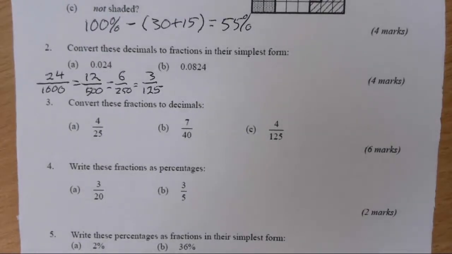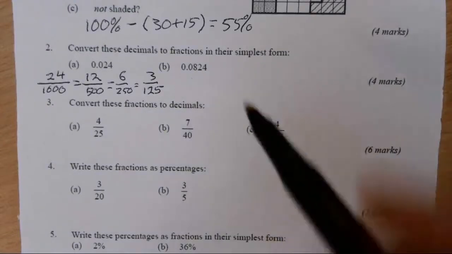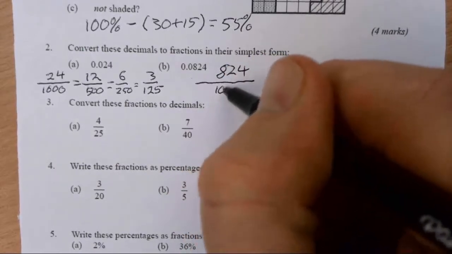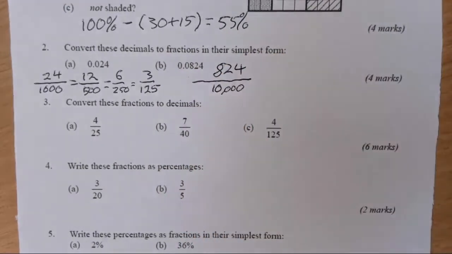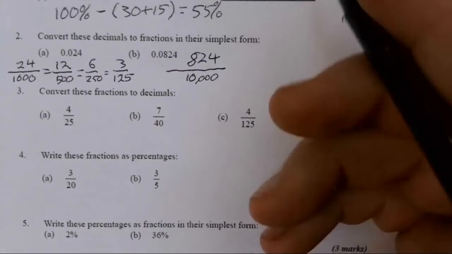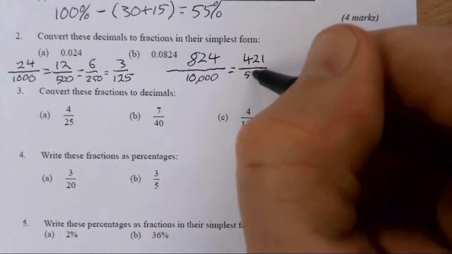Same deal with B, tenths, hundredths, thousandths, 10 thousandths column. So I've got 824 10 thousandths. In this case, I'm just going to do halving as well, as far as I can go with halving. So I've got 412 out of 5,000.